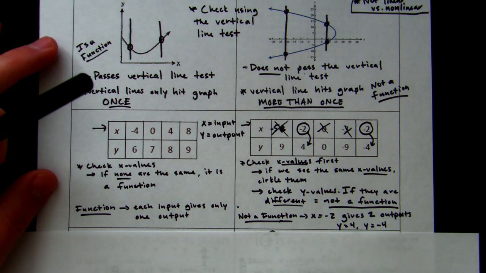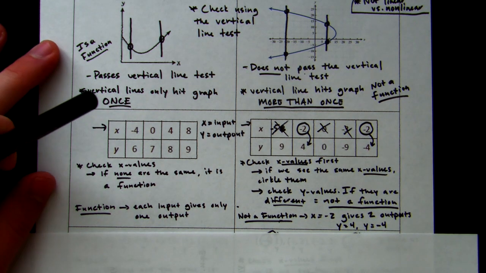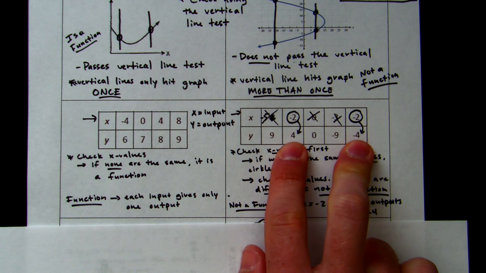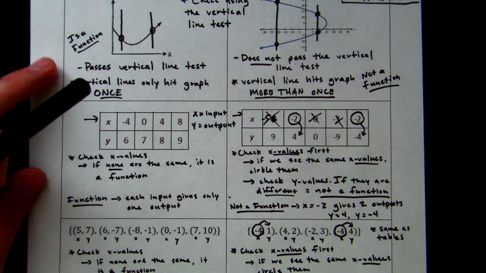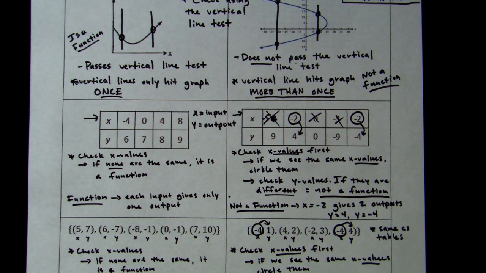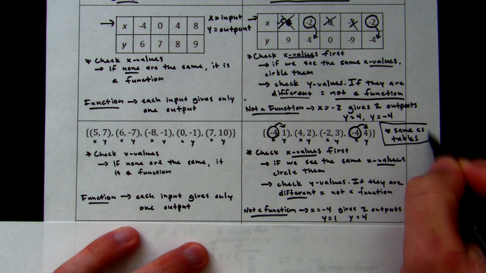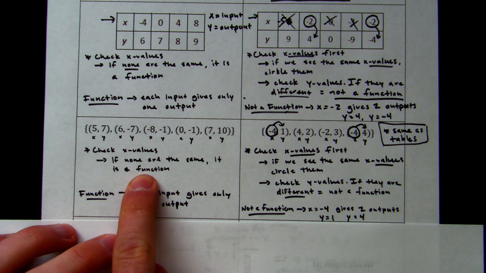Okay, so if we circle our x values and they're the same and they give different y values, it is not a function. Now, if this was -4, both of them give the same output, that would be a function, but in this case they are different, so it does not give a function. Now, let's take a look at ordered pairs. Now, ordered pairs are going to be the same as tables. We're going to look for our x values. If none of them are the same, it is a function.